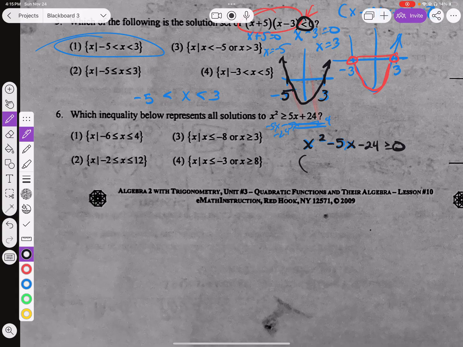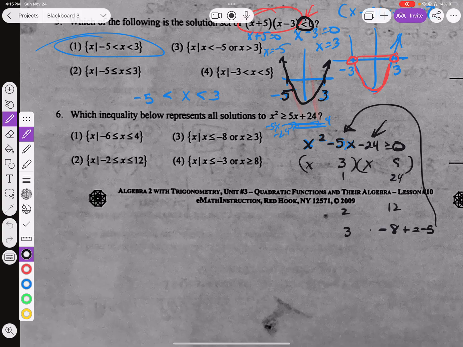Let's see here. We'll try and factor it. So x and x, that's the easy one. We need to multiply to 24, so you'd make a little list here. Like 3 times 8, if the 8 is negative, those two numbers add to negative 5, the middle guy right there. So it's a 3 times an 8. The 8 is negative, the 3 is positive. I want it to be more than 0.